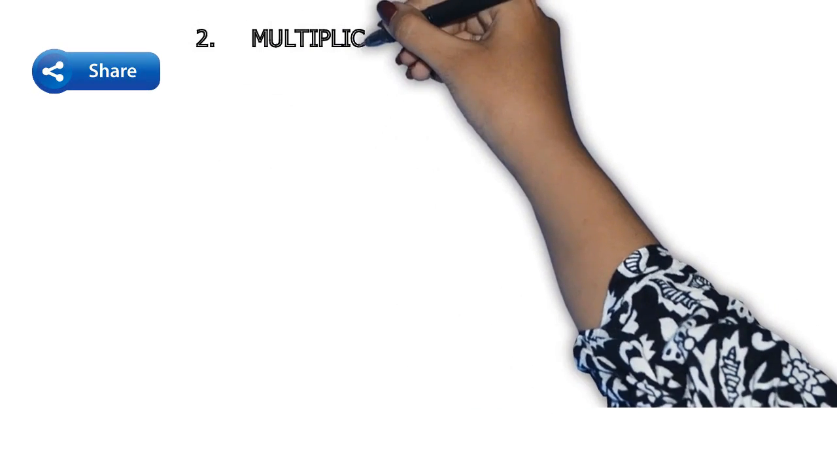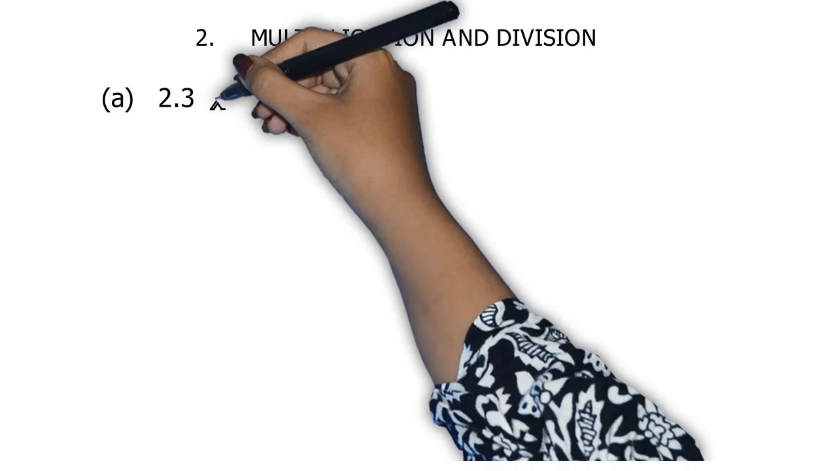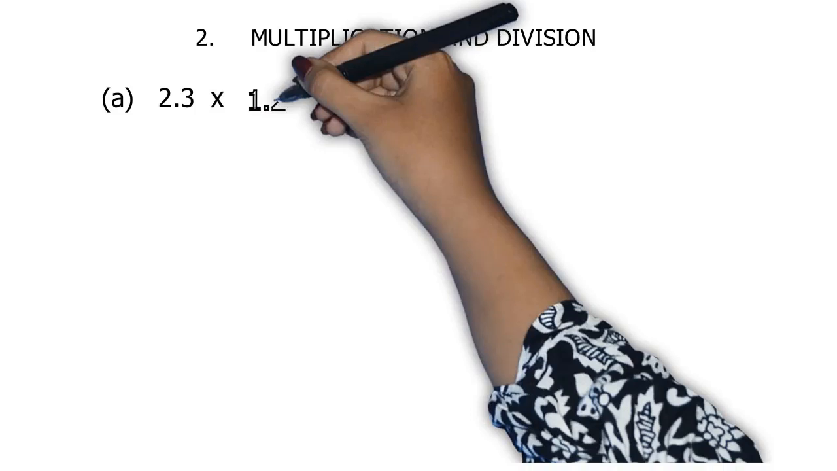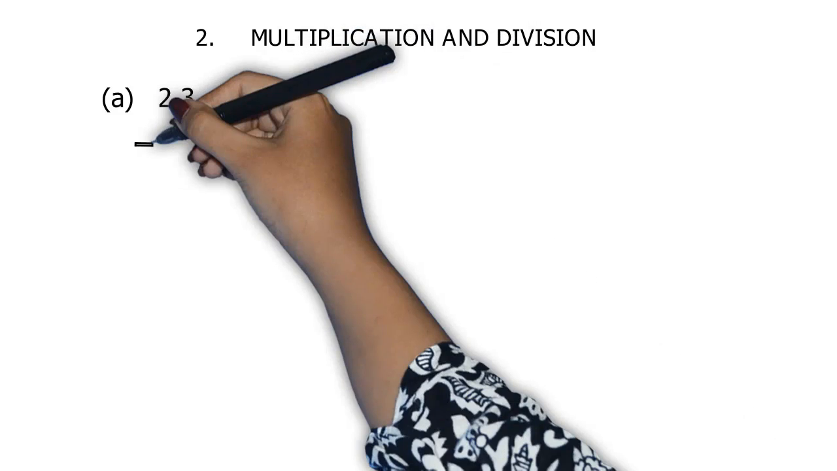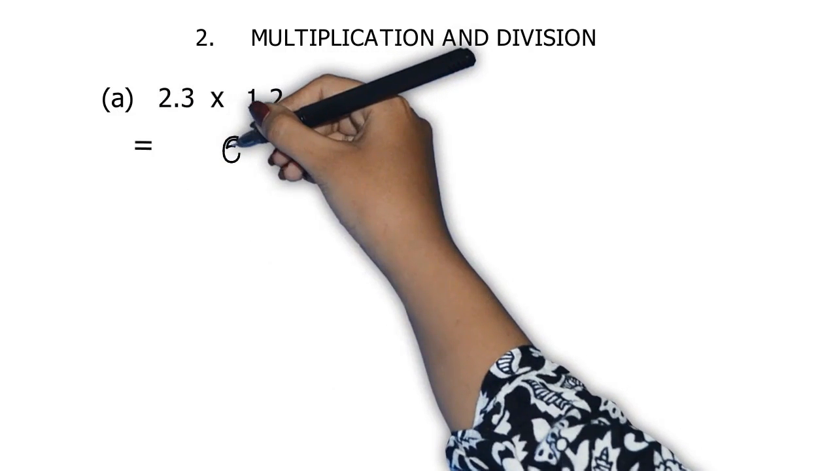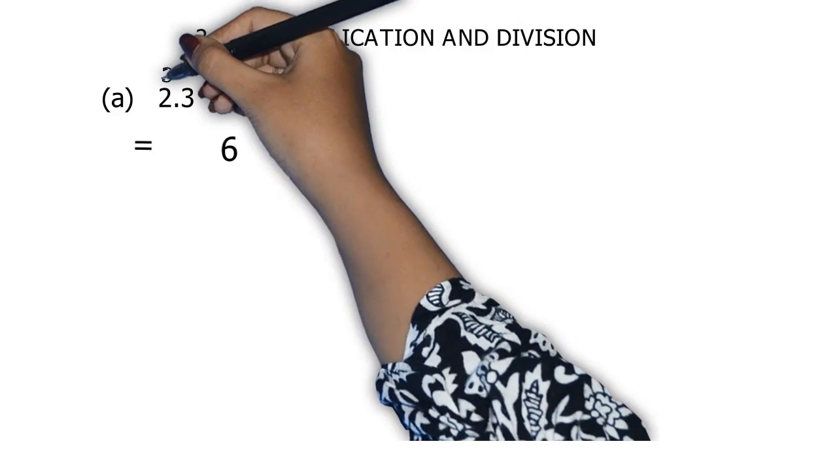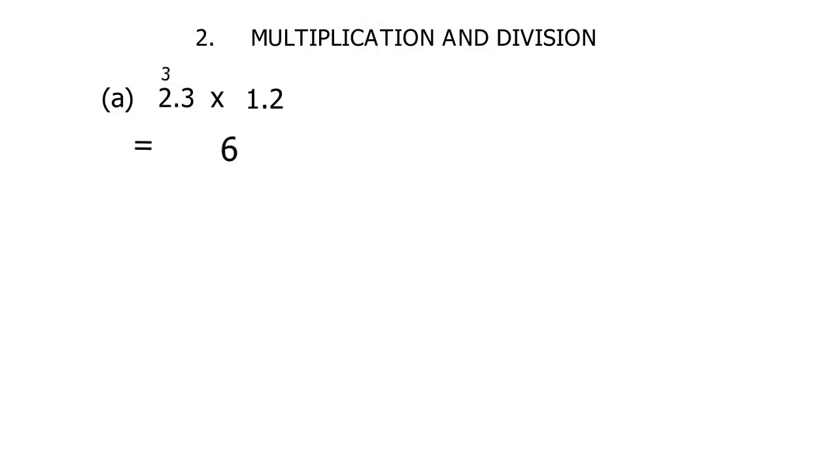Now second, let us do the multiplication and division. So here we are taking the A part as 2.3 multiplied by 1.2. First of all we're going to multiply them, then we're going to place the decimal. So 12 multiplied by 3 will give 36. So 6 we are going to write and 3 will move to the carry.